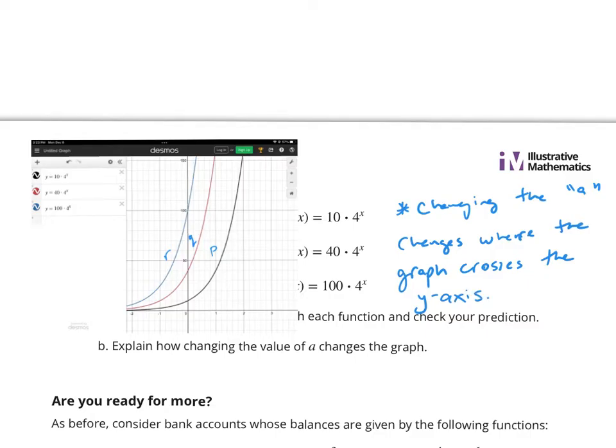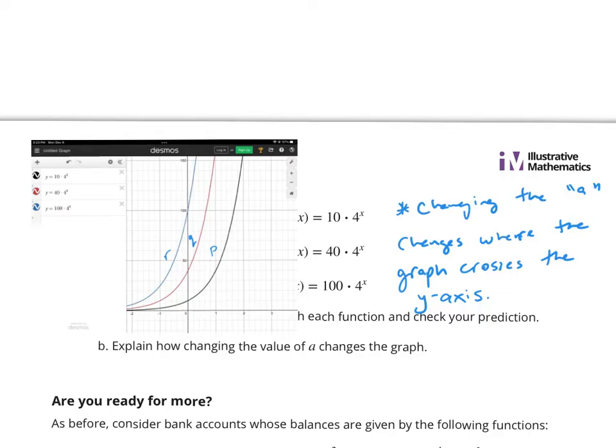So some key things to remember is that the a value of each function is basically the y-intercept. So the bigger the a is, the higher it is on the y-axis. Whereas the b value, this is more or less the steepness of the curve, right? The bigger the value is for b, the steeper it becomes because it's growing at a quicker rate. Note though that once you get to less than 1, it is no longer growing, it is now decaying.